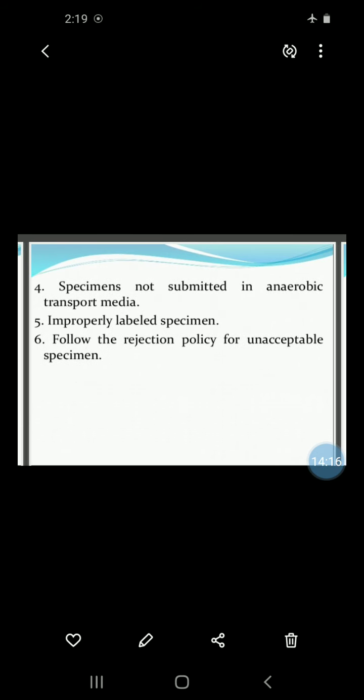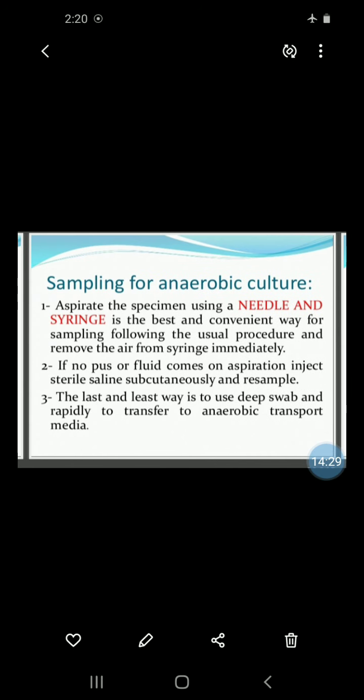Then specimens not submitted in anaerobic transport media. Then next, improperly labeled specimens. And last, follow the rejection policy for unacceptable specimens.